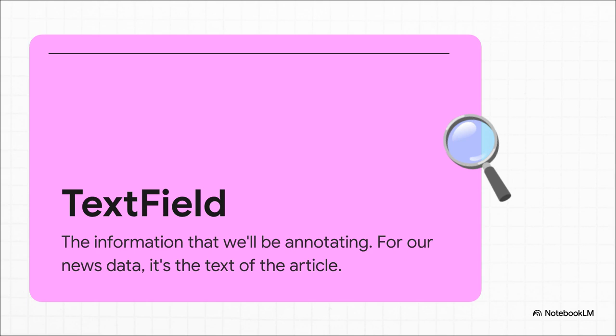So for our news dataset, the what is super simple. It's the text of the news article itself. That means we just need to define a single text field. This one line of code basically tells Argilla, hey, get ready because we're about to send you a bunch of text for our team to work on.